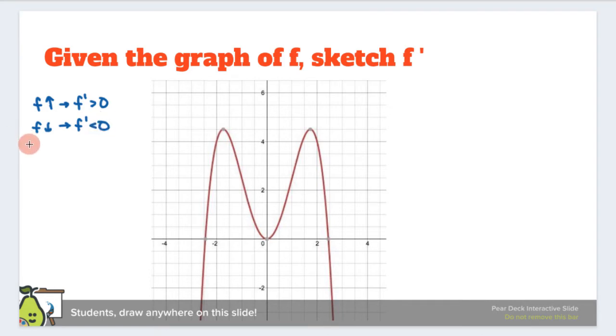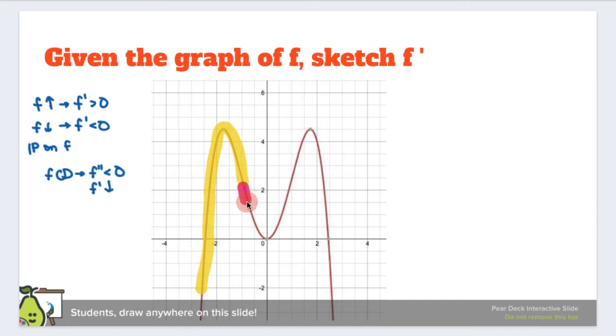We'll also want to look for inflection points on f because that's going to have a relationship to something on f prime. And let's get into it and talk about it. Where f is concave down, the whole time it's concave down, we know that f double prime is negative, right? And doesn't that mean that f prime would be decreasing? F decreasing, f prime less than 0, that would mean f prime decreasing, f double prime less than 0. So that's that connection right there.